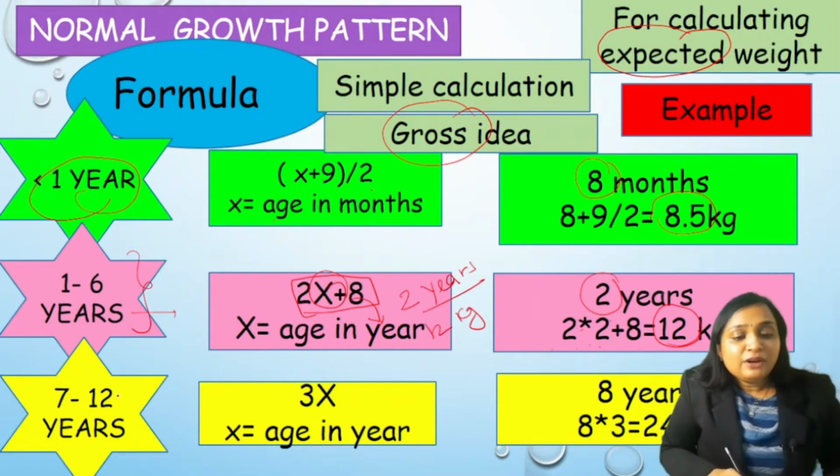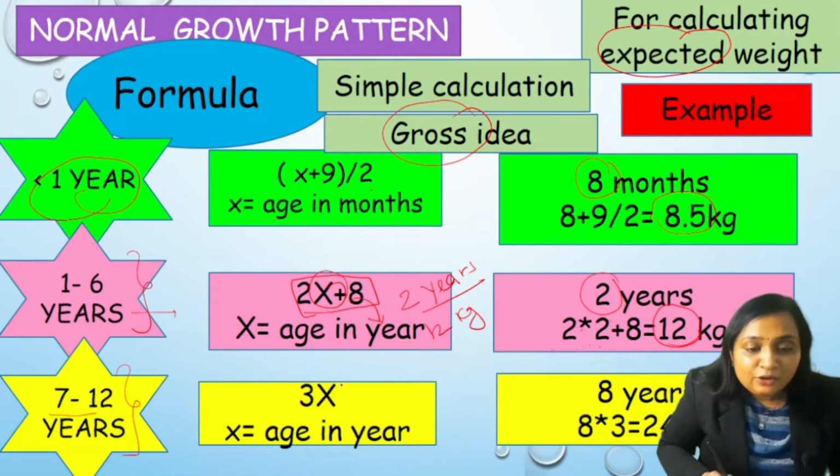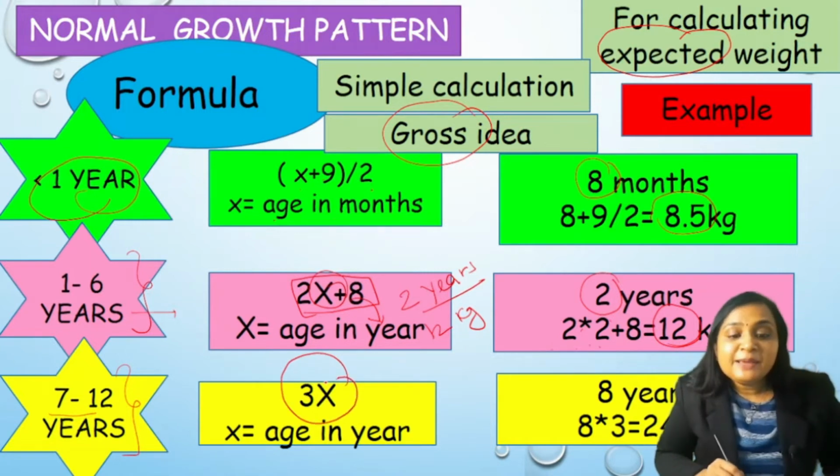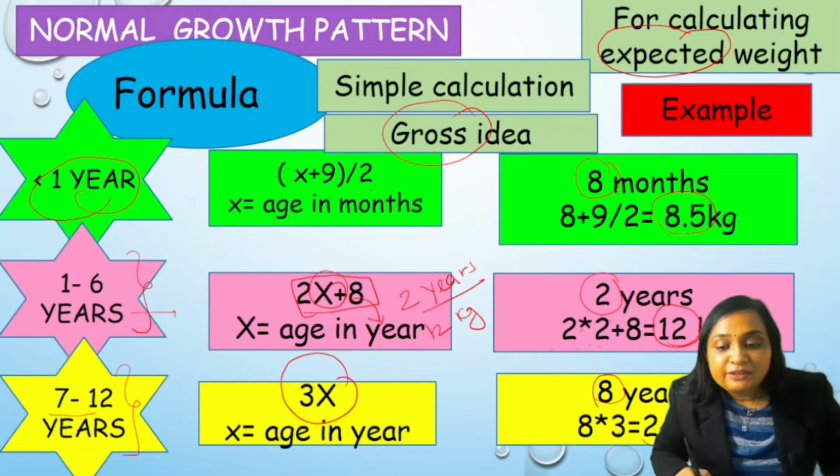And if you are dealing with a child who is more than 6 years, 7 to 10 years, then your formula is 3 times age in years. So if you are dealing with a child who is 8 years of age, 8 into 3 will be 24 kg.